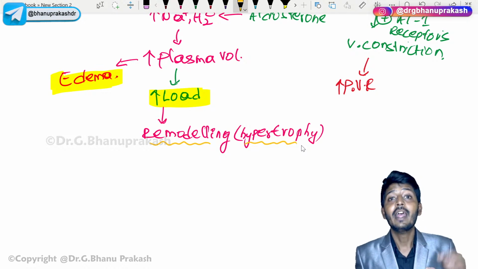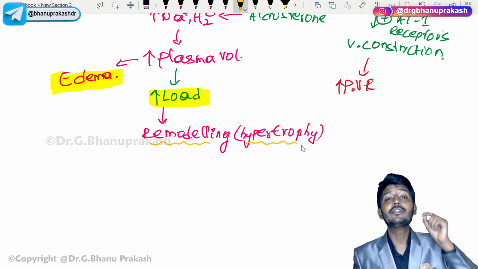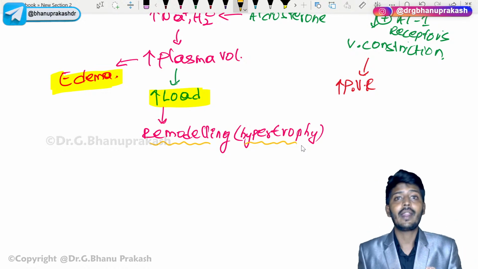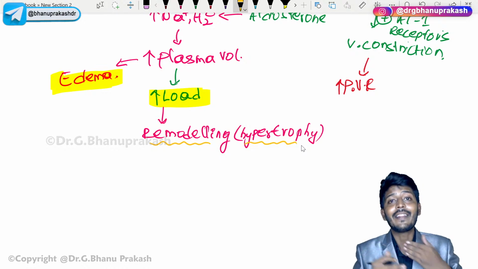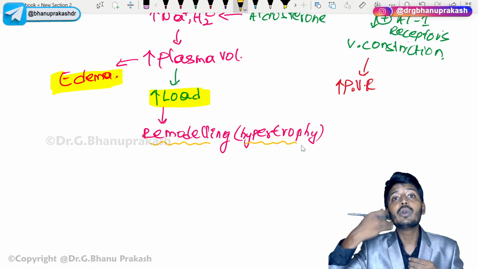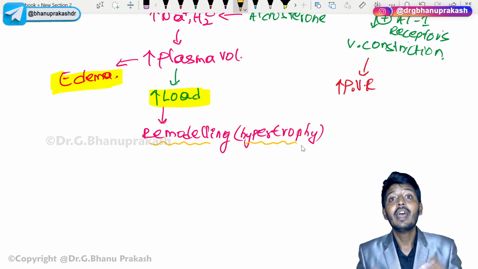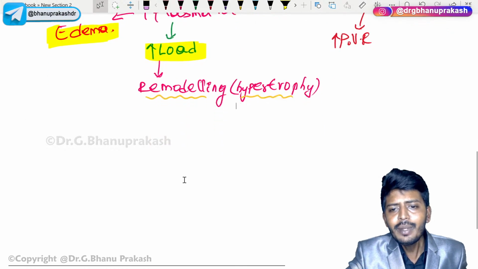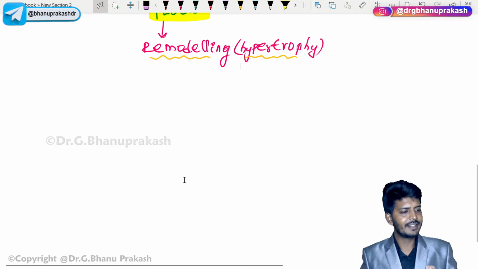Remodeling and hypertrophy. So our target, my dear students, is to decrease what? Decrease the load on the heart. That is our first target. And the next important thing, we also need to increase the pumping capability of the heart. So that is the target of treatment, right? Once we have discussed this, let's go to the next important aspect.